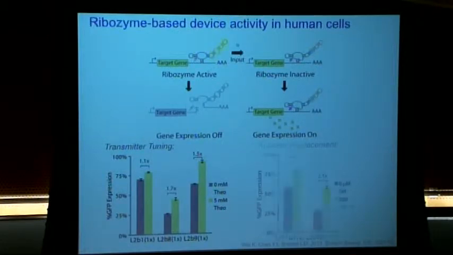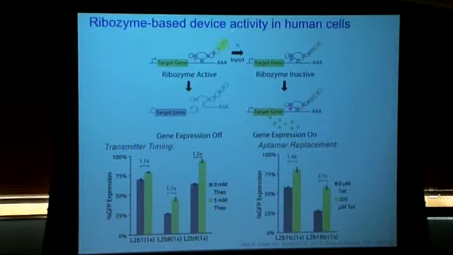And then what we can also show is that we have a modular platform in which we can swap out the aptamer for a purine alkaloid theophylline and put in the aptamer for tetracycline, make no other design changes to the system, and get, in this case, 2 switches with 2 different transmitters that respond to tetracycline. So this is just to show that we have the capability of tuning the system, and we also have the capability of doing a direct aptamer replacement to tailor it to different types of inputs.